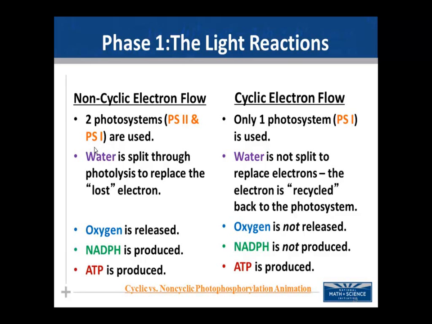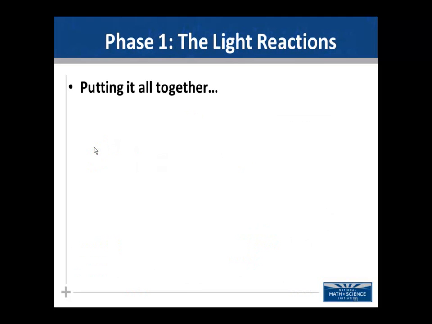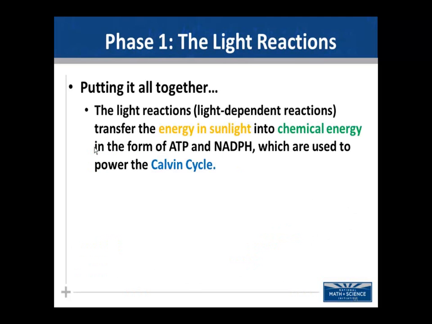So at the bottom of your screen here is another animation that you can use to take a look at to hopefully clarify the difference between cyclic and non-cyclic photophosphorylation. So to put all this together, what have we talked about today? We've discussed the light reactions, or the light-dependent reactions. And what occurs in the light reactions is that the energy in sunlight is transferred into chemical energy in the form of ATP and NADPH, to power the Calvin cycle, which we'll talk about in the second module.